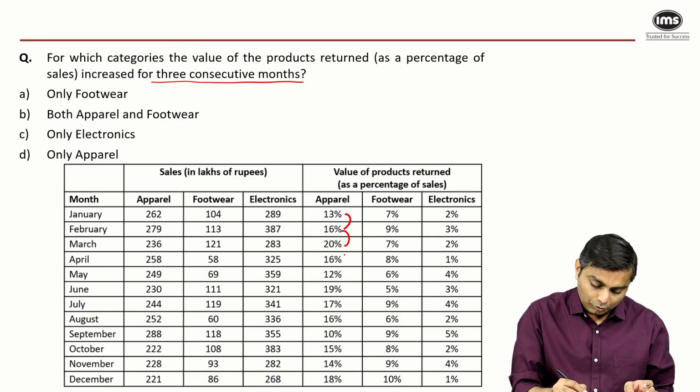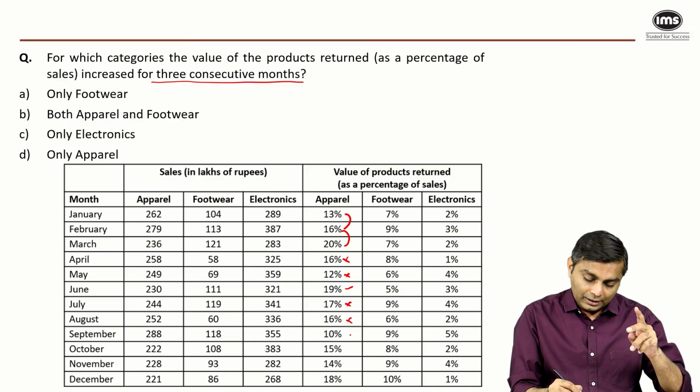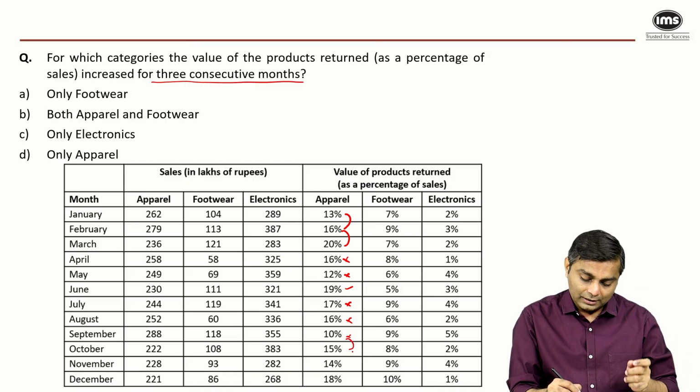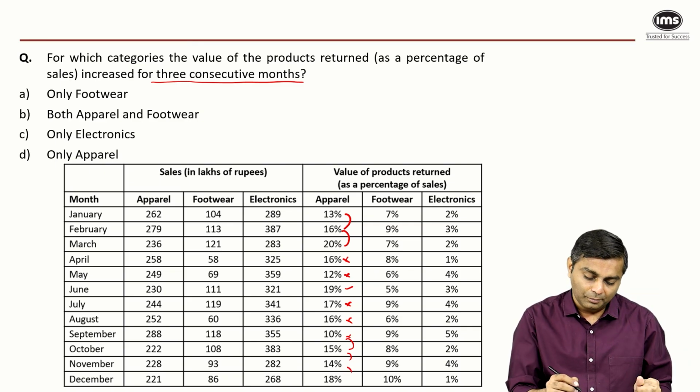Goes down. So 20 to 16 is going down. So not really. 16, 12 going down. This is an increase, but again going down. So not 3 consecutive. Decrease, decrease, increase. But again a decrease and increase. So actually only one time it has increased in 3 consecutive months, which is apparel.